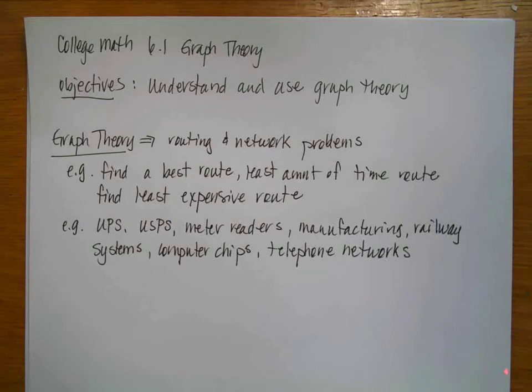Same thing for the U.S. Postal Service, meter readers, manufacturing. One of the things that sometimes manufacturing wants to make sure is that paths don't cross, so people pushing carts for one product don't run into people pushing carts for another product. Railway systems: it would be a bummer if trains crashed, but what's the most efficient way to get trains from point A to point B? Computer chips and then telephone networks. So those are just some examples.